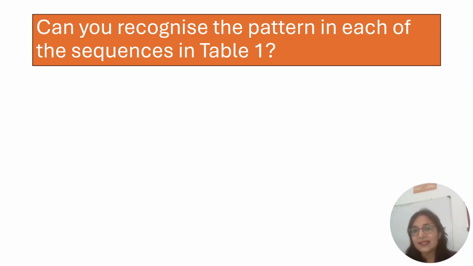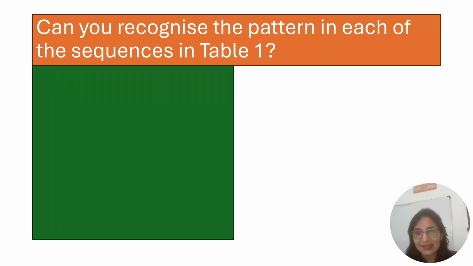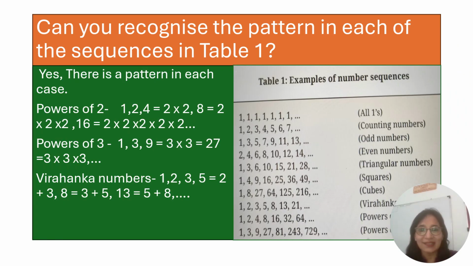Now, can you recognize the pattern in each of the sequences in Table 1? This is also from your textbook. Looking at the figure here, Table 1, I'll try to annotate. You find there the numbers are all ones. Now the second one, 1, 2, 3, 4, 5, 6, 7, these are the counting numbers. Then 1, 3, 5, 7, 9, 11, and 13 are the odd numbers. Then you have the even numbers, the numbers which are divisible by 2.